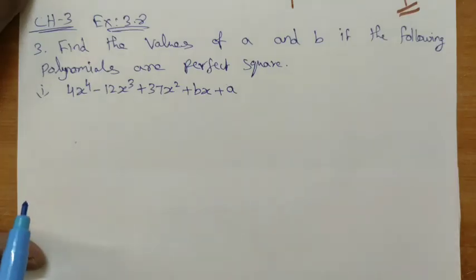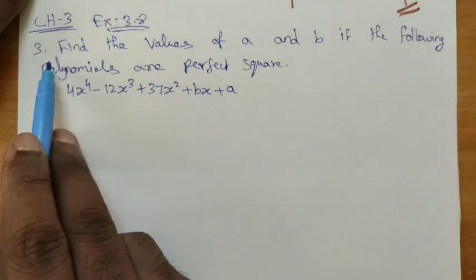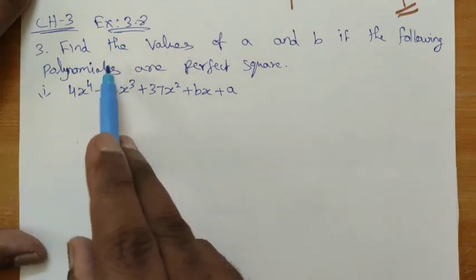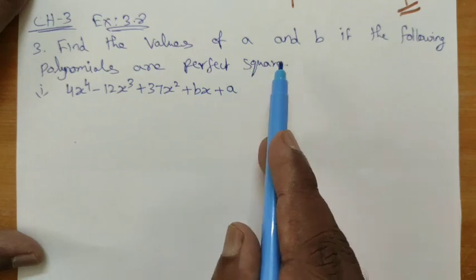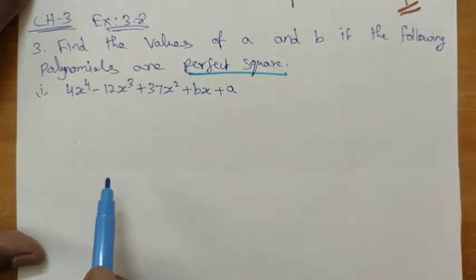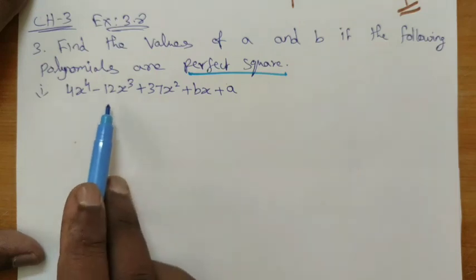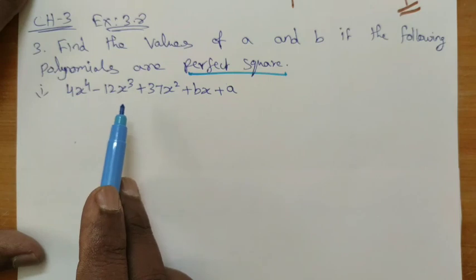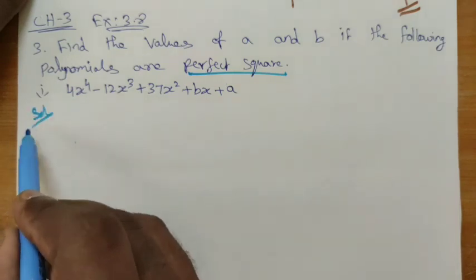Next we see exercise number 3.8, question number 3. Find the value of a and b if the following polynomials are perfect square. The given is a perfect square. When we find this value, the remainder is equal to 0. That means it is a perfect square solution.